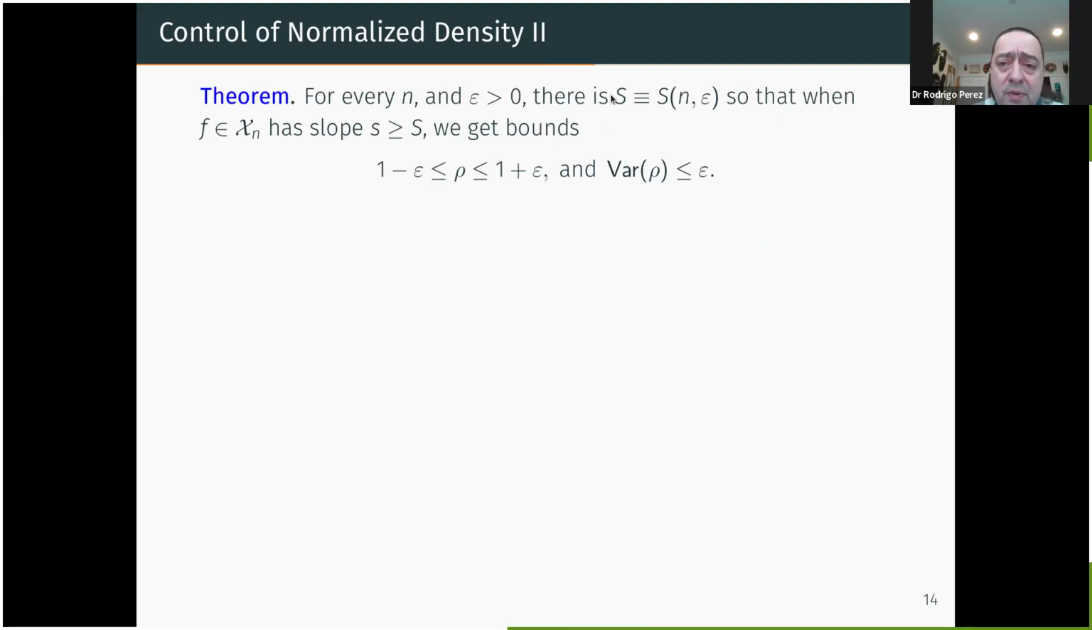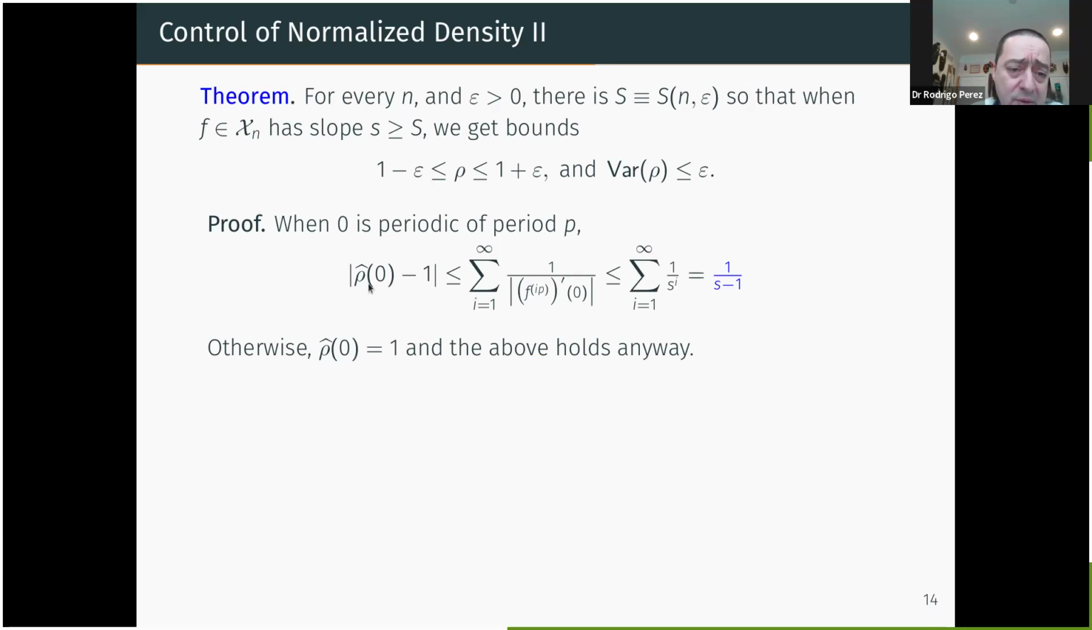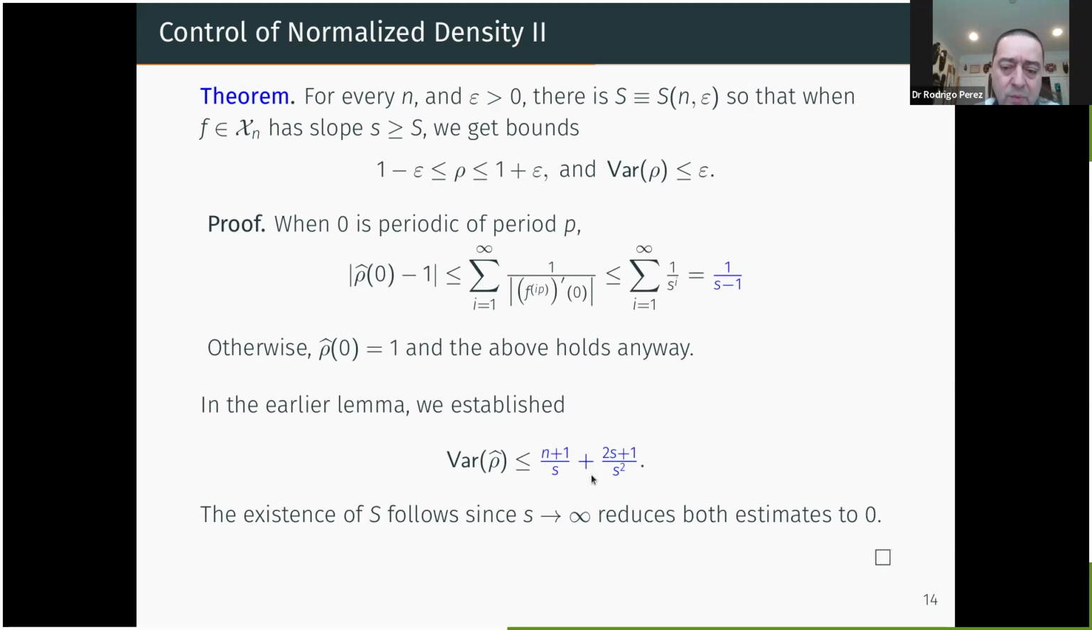Given an n and an epsilon, there is a moment after which, for a higher slope, we can bound that density very close to 1, while at the same time having a very small variation. And the proof basically is to notice that the density is bounded by the same sum as before, which is just a quick geometric series. There is a formula. The variation, we established the inequality in the previous slide, and as S increases, both of those bounds are going to decrease, so we can eventually bound them together.